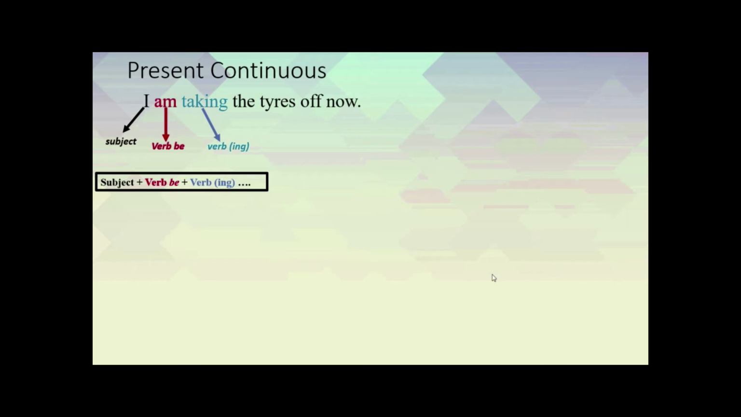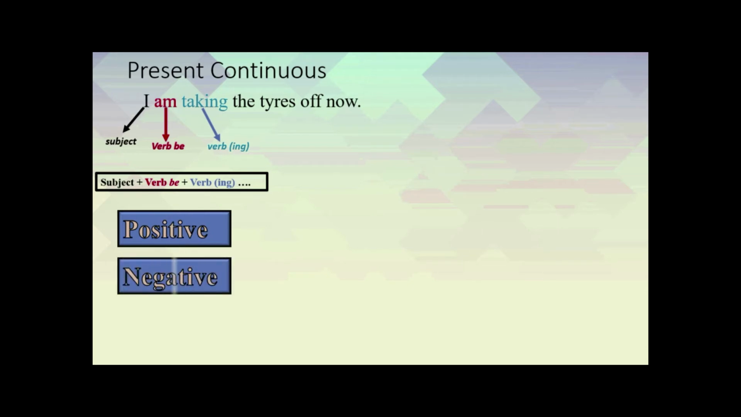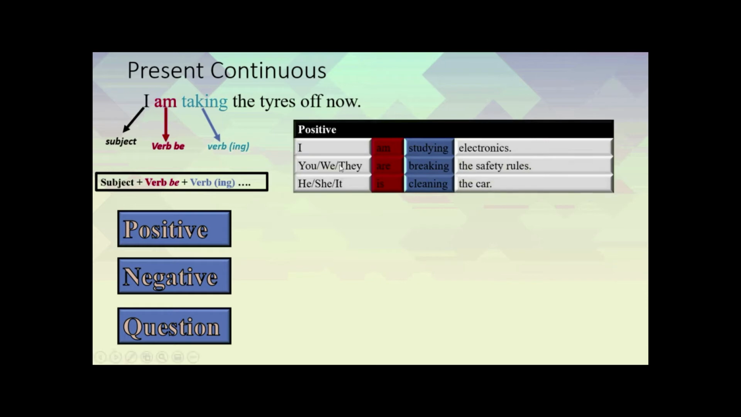The sentence can be positive, negative, or a question. For the positive sentence, we have I am studying electronics, and you, we, they go with the verb to be are, breaking the safety rules. He, she, it go with is. So he is cleaning the car.